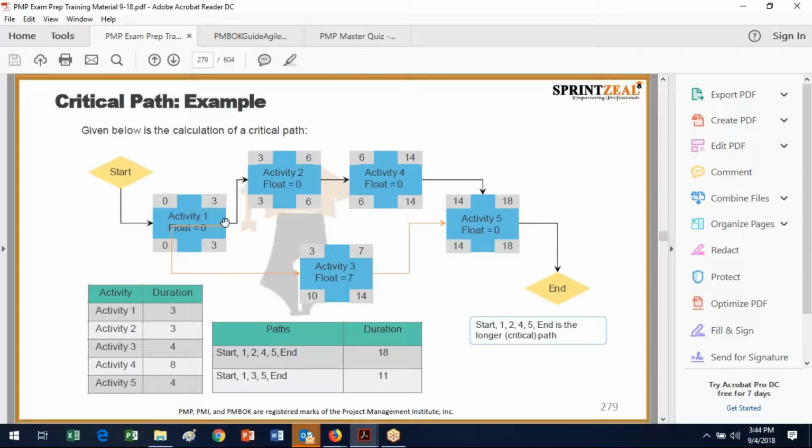Whereas this other path would be 3 and 4 and 4. This is the forward pass, and this other one is the backward pass. This is activity 3.